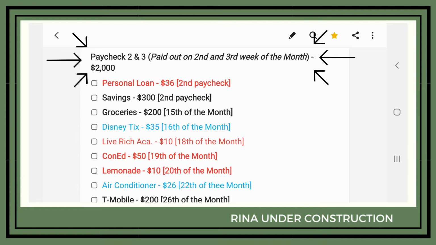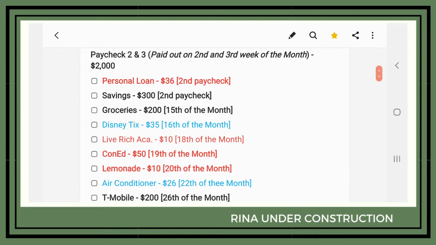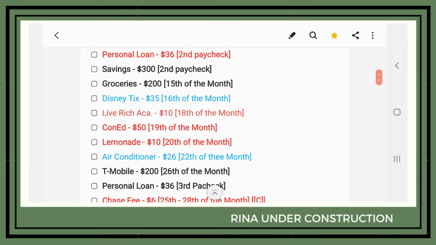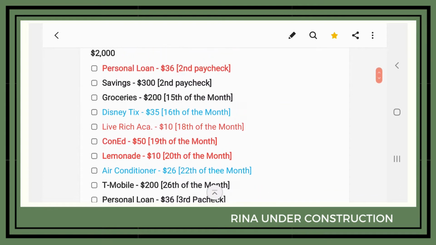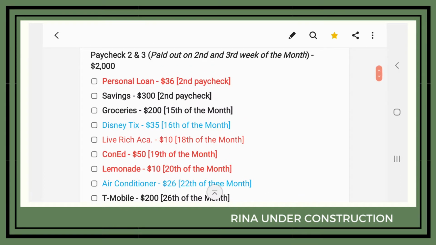So it took me a while to figure this out, but I decided to start with paycheck 2 and 3. I get paid out on the 2nd and 3rd of the month, and that totals $2,000. I basically kept the same expenses that I put in a previous video when I did the budgeting video. So if you haven't seen that, it'll be linked above, or I'll link it below in the description box.